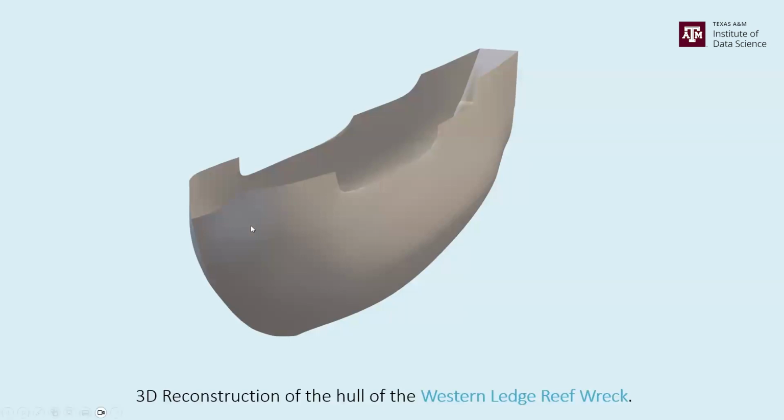In the present slide, we can observe the 3D model of the proposed hull reconstruction of the Western Ledge Reef Wreck. This site was originally researched by Dr. Piotr Bojakowski during his doctoral dissertation at Texas A&M University. In the last year, we worked together using his archaeological evidence to create a 3D model of how the hull might have looked like, based on the keel and the framing remains recorded by Dr. Bojakowski.